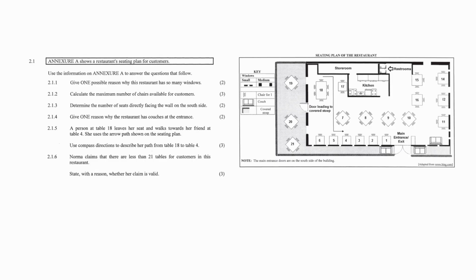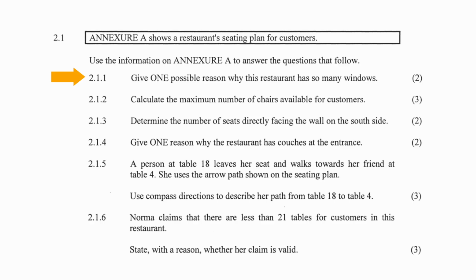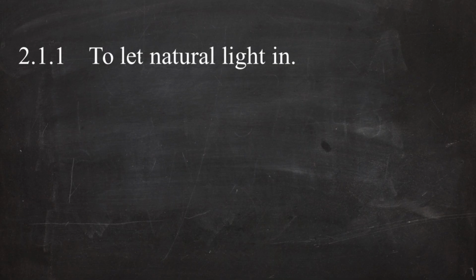Question 2.1 consists of 6 maps and plans questions that were designed to assess your understanding of floor plans. You are given a seating plan of a restaurant for customers on Annexure A. You have to use this information to answer the questions that follow. In question 2.1.1, you have to give one possible reason why this restaurant has so many windows. One possible reason could be to let natural light in.